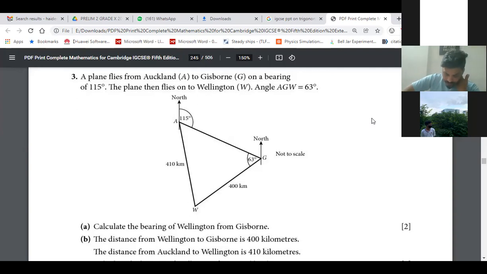Okay, calculate the bearing of Wellington from Gisborne. So from G, go clockwise. Okay, so you have to go from G clockwise. Don't give me the answers as of now. First try. Sir, can you show the question of part B? Yeah, the complete question of B.